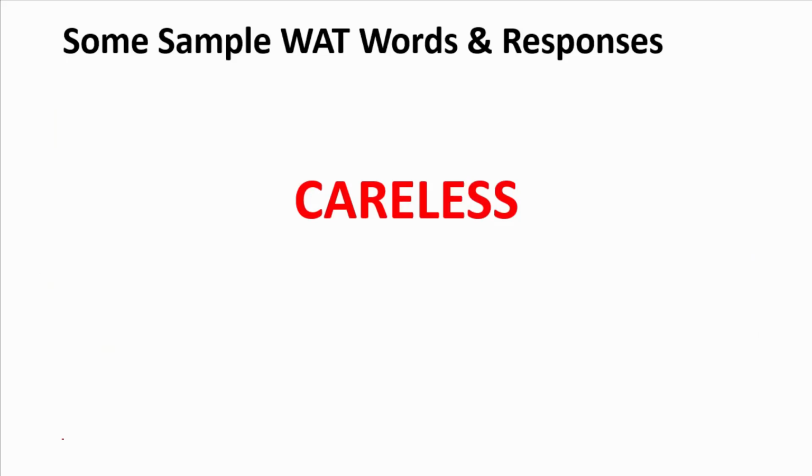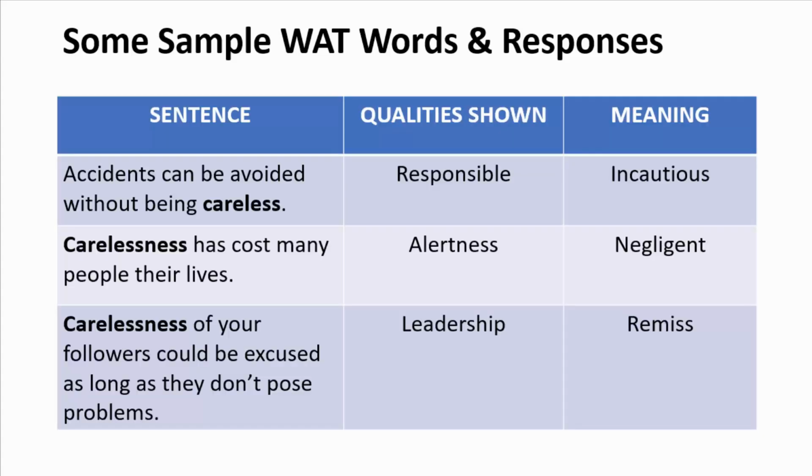The next word, and this is also a negative word, is careless. Now let's see what are the responses you can write for the word careless. Accidents can be avoided without being careless. Shows your responsible nature. Okay, and the meaning is incautious, when you are not cautious. Now responsibility is one of the OLQs as you know. Next, carelessness has cost many people their lives. Okay, quality shown is of alertness, and the meaning here means negligence.